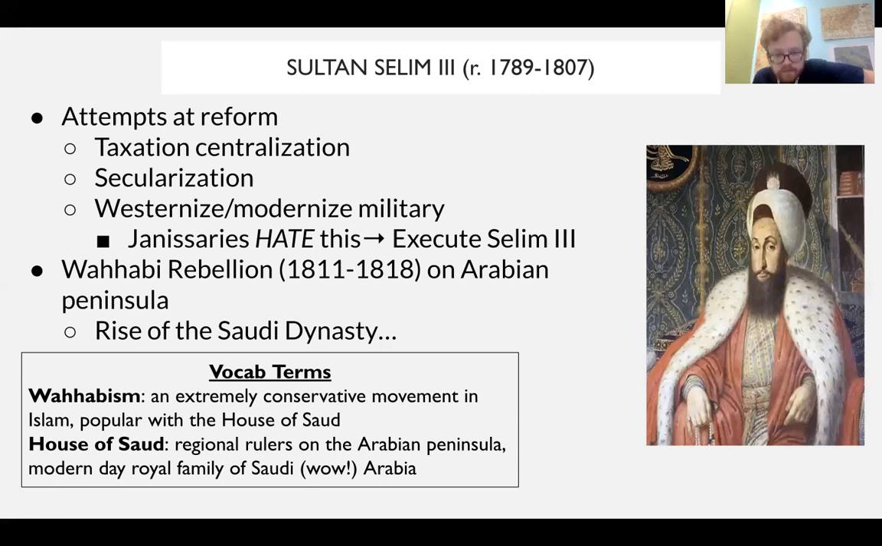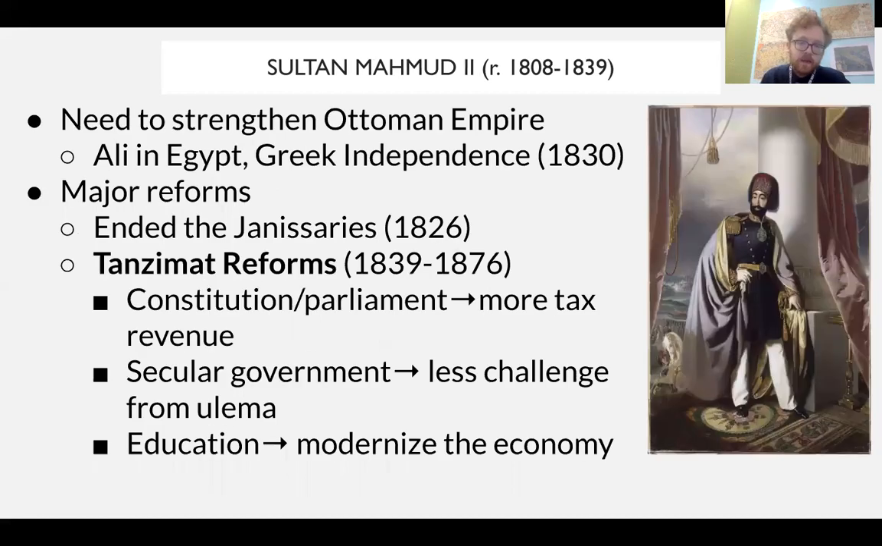And the Saudis are still around today. They are the controllers, the rulers of an independent Saudi Arabia. But we'll talk about that in the 20th century. But they have their origins with this Wahhabi rebellion. So we have initial reaction against modernization, against reform, mostly by conservative factions like the ulama and the Janissaries. However, there are going to be significant threats to Ottoman stability, which will force greater reforms.